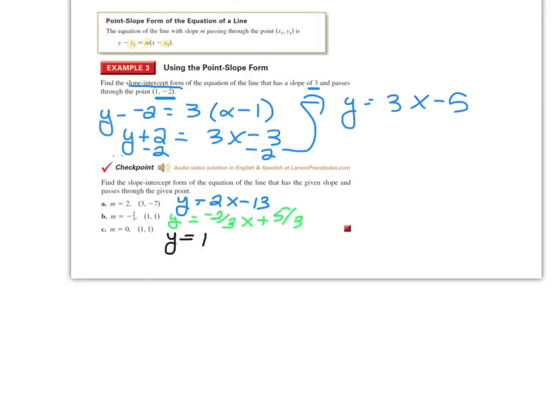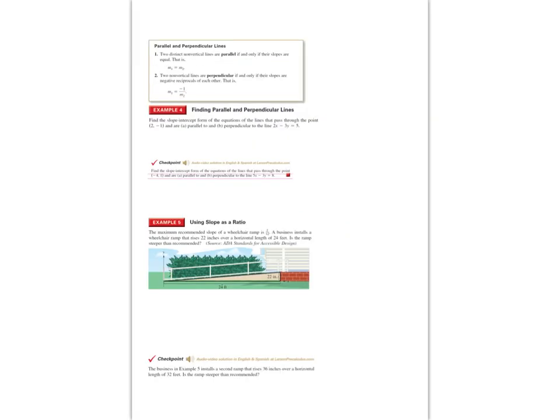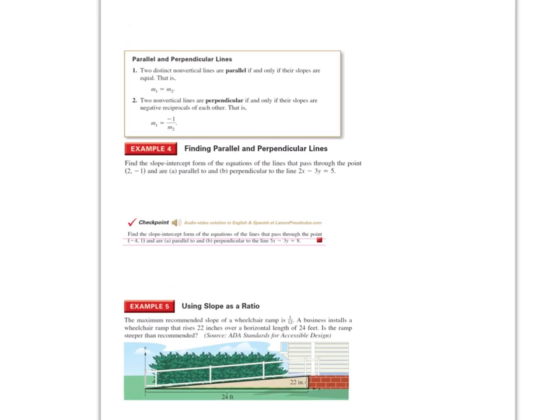Okay, here's the answer. Hopefully you did well. Let's move on to the next page. Okay, next page, we'll start talking about parallel and perpendicular lines. Let me go to my highlighter. Let's make this a bit bigger.